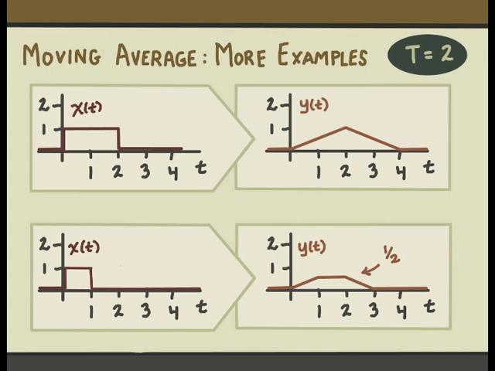In the example at the bottom of the page, the width of the pulse duration is 1 second, and this is shorter than the averaging time, capital T equals 2. As a result, the moving average does not reach the same maximum as x of t. I would like you to verify that you can find these moving average signals for all the examples that we've discussed.